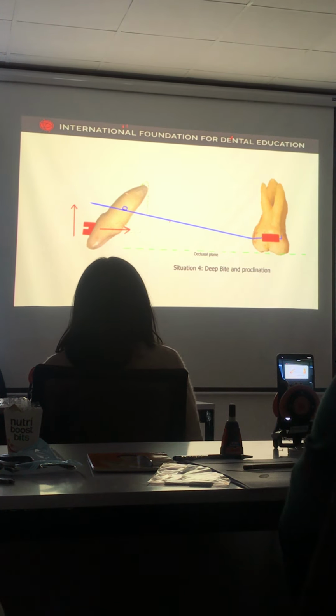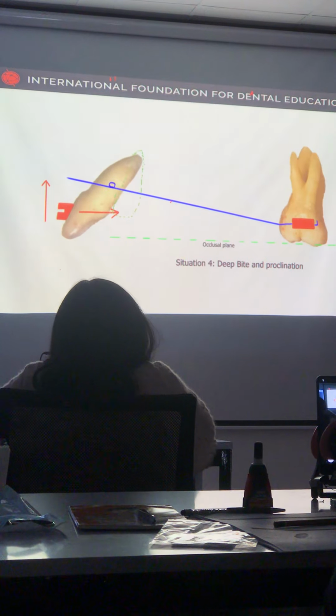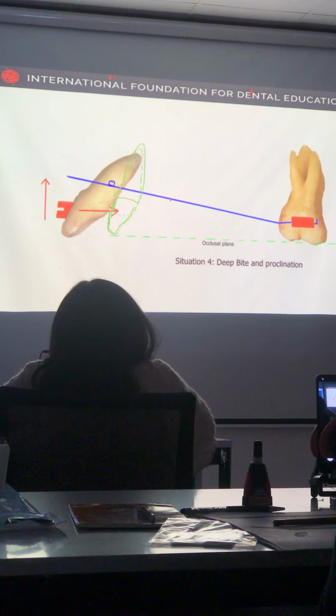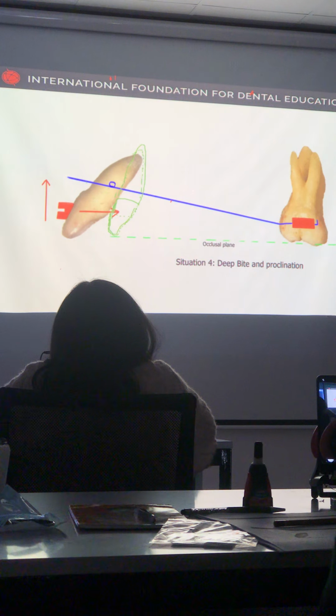Which direction is that moment going? Is it clockwise or counterclockwise? Counterclockwise. Okay, great. So we know we've got a force here and a counterclockwise moment here. As Dr. Atrubi was saying, we want to just retract this tooth with controlled tipping or translate. What do we have to add?